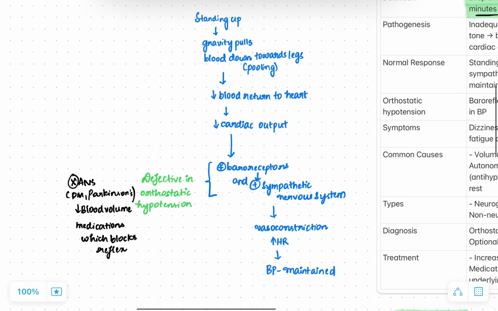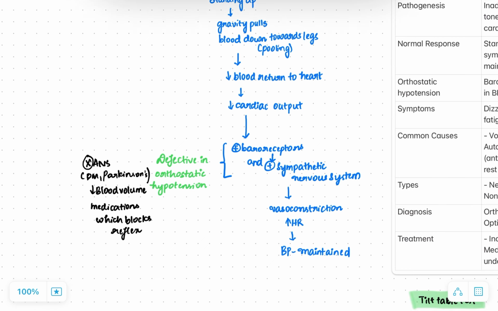This decrease in the cardiac output normally will be sensed by the baroreceptors, and these activate the sympathetic nervous system, causing vasoconstriction and an increase in the heart rate. So these are the compensatory mechanisms which maintain the blood pressure. What happens in orthostatic hypotension is there is defective baroreceptor firing and activation of the sympathetic nervous system.